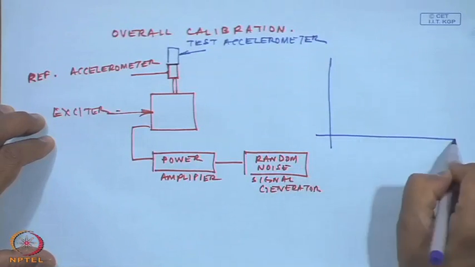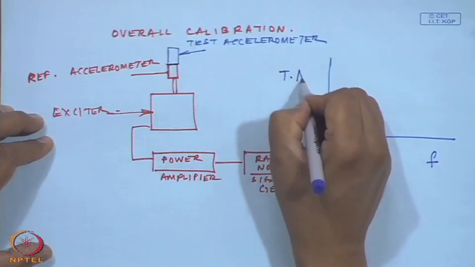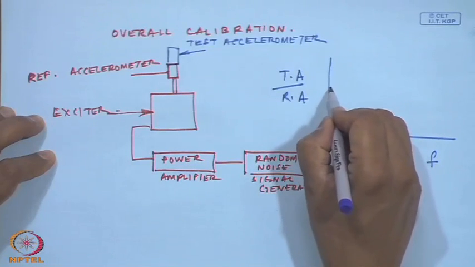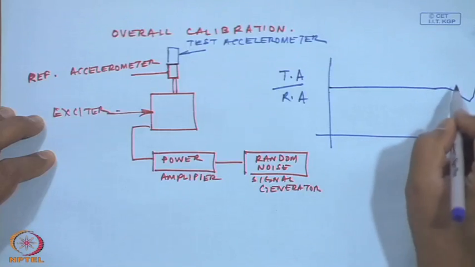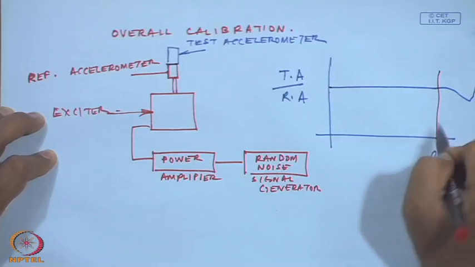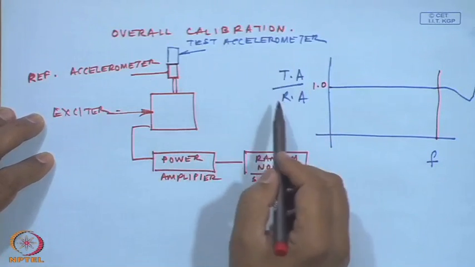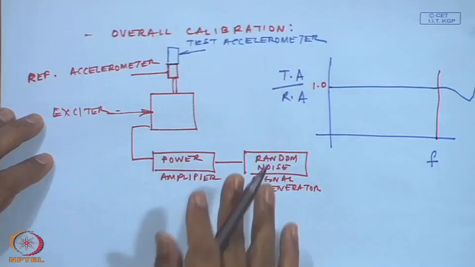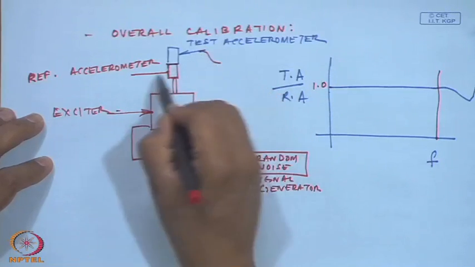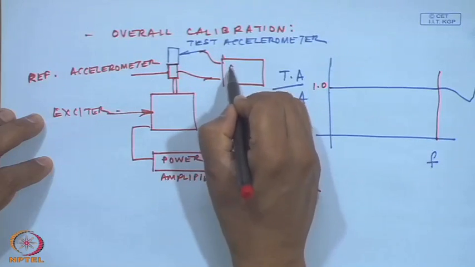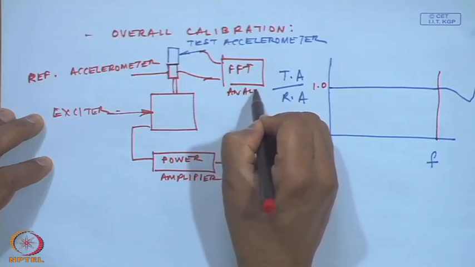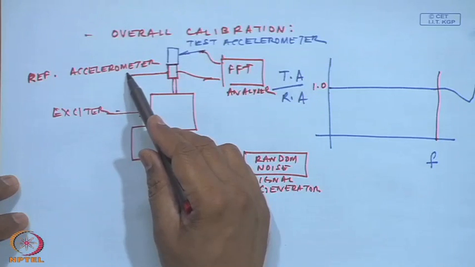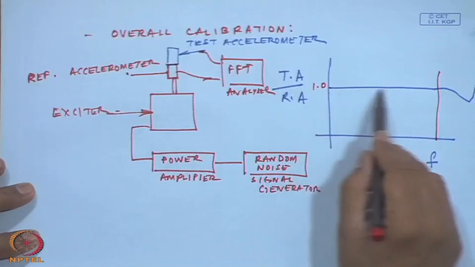So, if you measure the transfer function between the test accelerometer and the reference accelerometer, if I know the reference accelerometer is good from a certain bandwidth, you should see a plot like this. Whatever. So, this means the test accelerometer is behaving the same as the reference accelerometer for all frequencies of excitation. So, this kind of calibration we cannot do in the field. Of course, these two signals have to be fed to an FFT analyzer. You just see the transfer function between this accelerometer and this reference accelerometer, divide one by the other, they should be the same, and that is why you will get this value of 1.